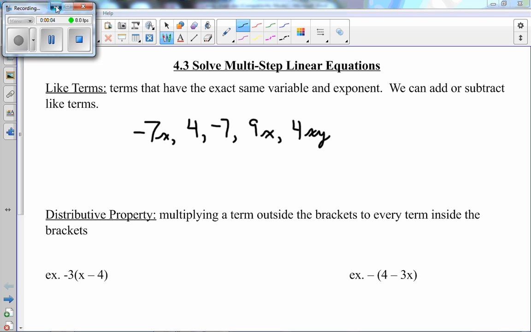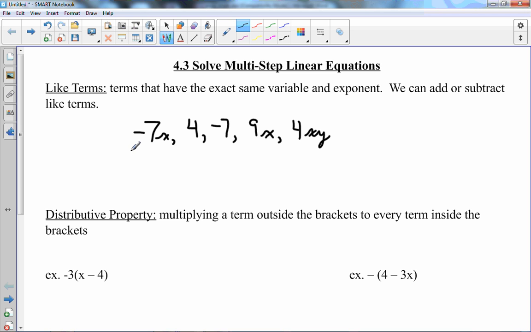So for the last couple of days, we've been working on one-step and two-step linear equations. Now we're going to deal with multi-step linear equations. It's similar to what you've been doing before, but instead of just one x, there's going to be multiple variables of the same kind.